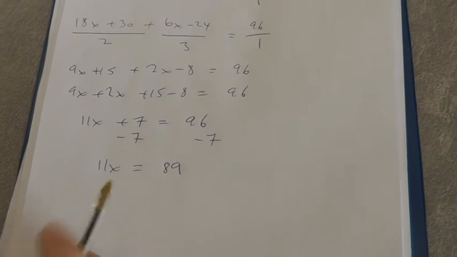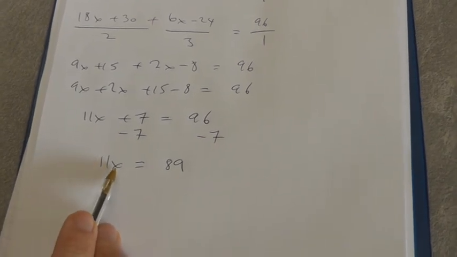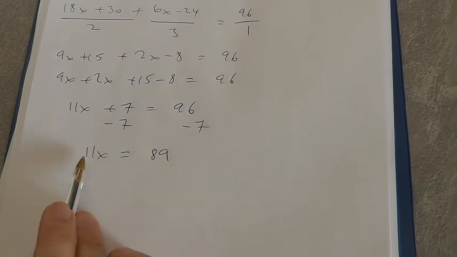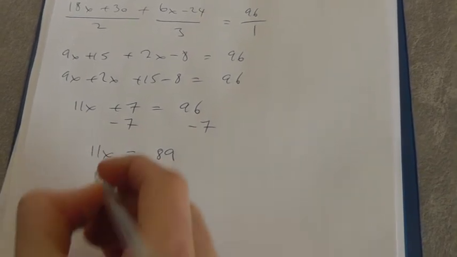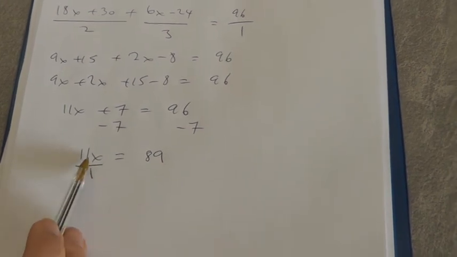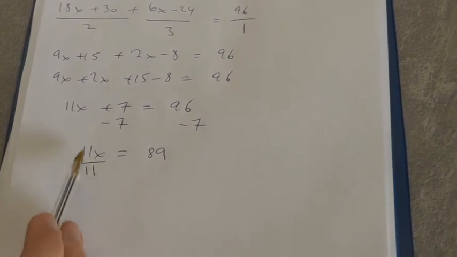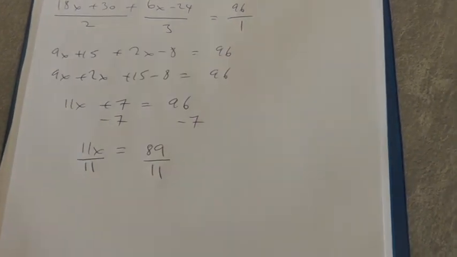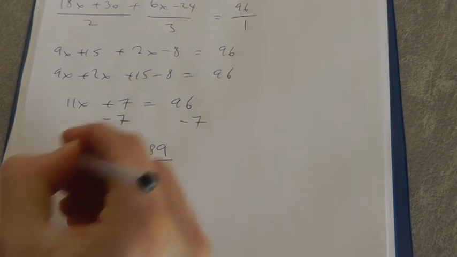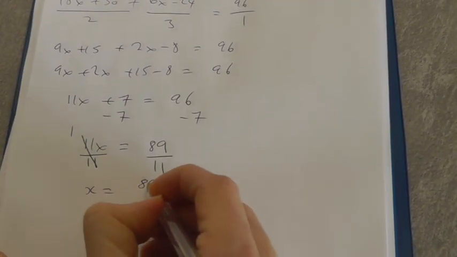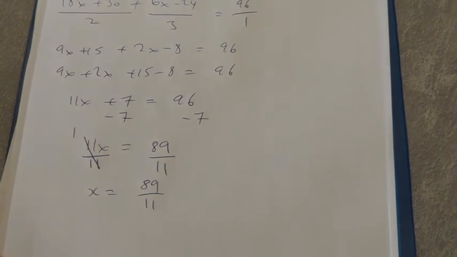So we're nearly there. 11 is multiplied by x. So I want 11 multiplied by something to give me 89. So I would like to eliminate this 11 if I can. So I divide it by 11. The opposite of multiplication is division. And if I divide one side by 11, I must divide the other side by 11. So 11 divided by 11 leaves you at 1. And 1 multiplied by x is just x. So x is 89 over 11. And that is your final answer.